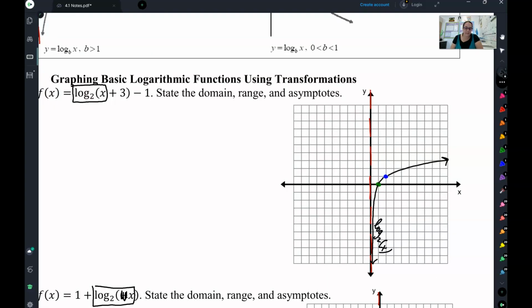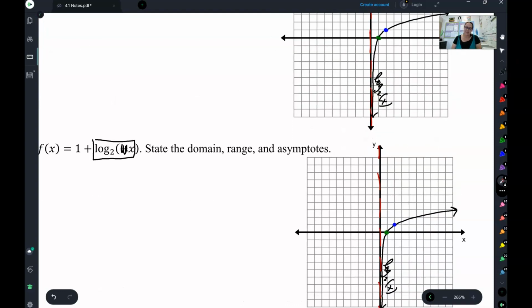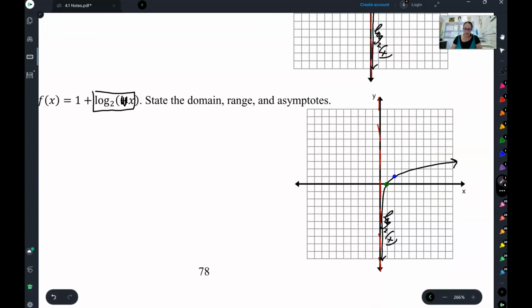Let's see how you did. We know that all logarithms have a vertical asymptote at x equals 0. They have the point (1, 0), and they have the point (base, 1). The base for this is 2, so that's why I put the point at (2, 1). And then I did the same thing down here for the same log base 2.